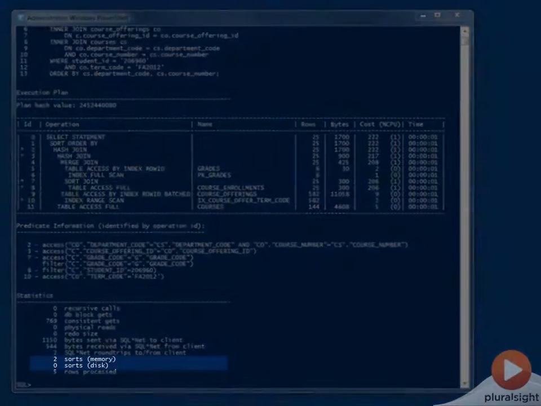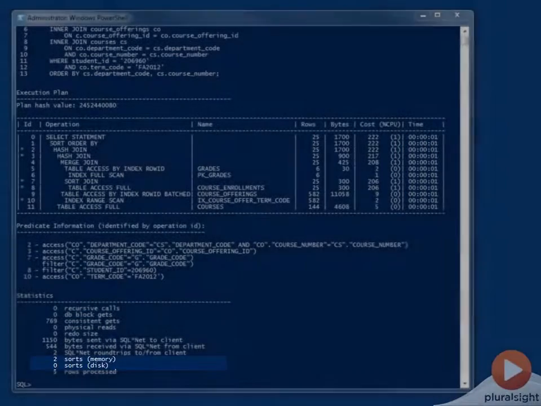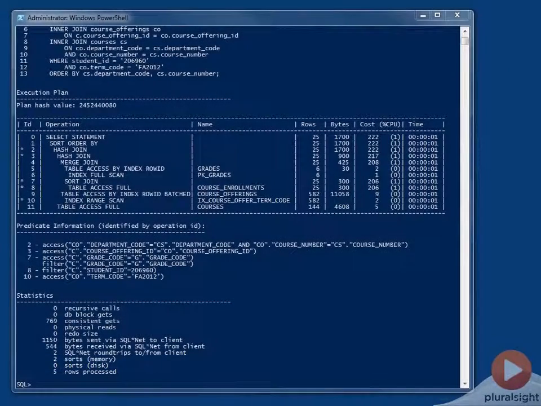Next, we have some information about the number of sorts that Oracle has performed. Oracle had to perform 2 sorts, and both of these were able to be performed in memory. If you see that Oracle had to go to disk to perform a sort, this is where you want to be concerned and investigate what is happening.